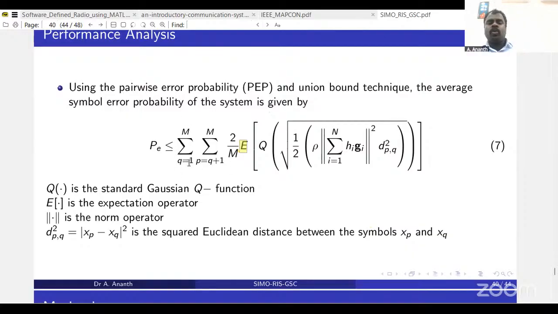When q equals 1, p runs from 1 plus 1, that is 2, to 4, if it is QPSK. Similarly, when q is 2, then we are taking 3 to 4. From this, what you can observe is that some possibilities we are avoiding, which are recurrent, due to that we have kept it this way. So this is how this expression comes. Q is the standard Gaussian Q function, E is the expectation operator, and so on.